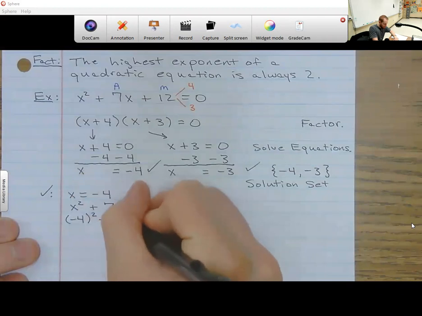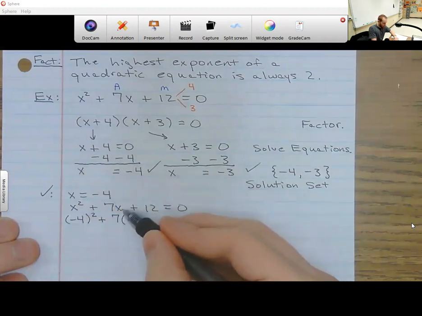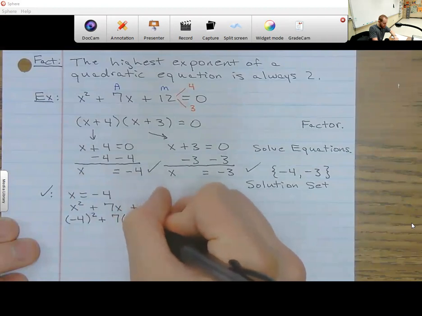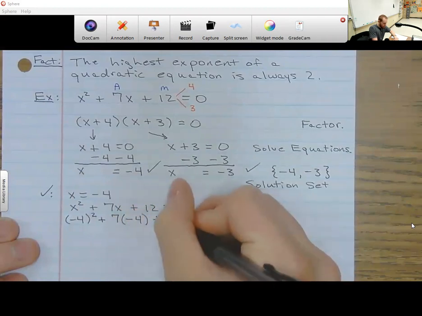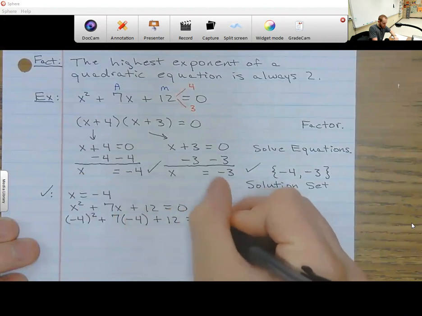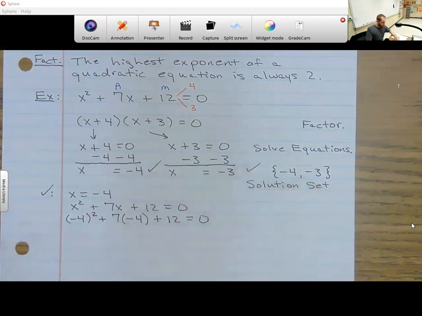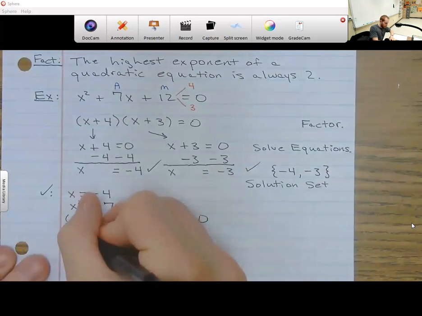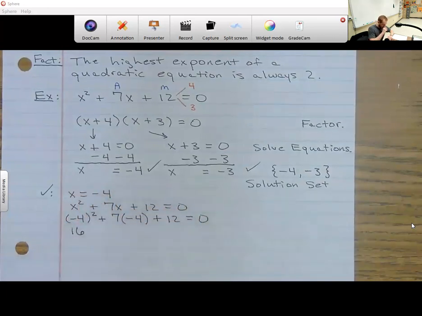Okay, plus 7. And where I see an x right here, I'm going to let that be -4. And then plus 12 equals 0. And we'll see if that works out. Okay, so what happens when I square a negative number? You get -4 times -4, right? That's going to give you a positive 16. So I'm going to get a positive 16. Notice if I didn't have the parentheses, I would get -16, and that would mess up the checking. Okay.